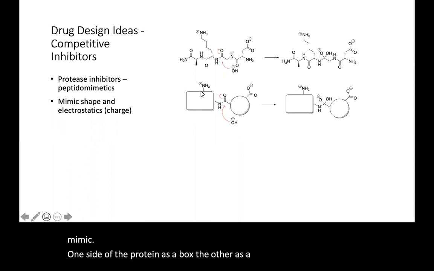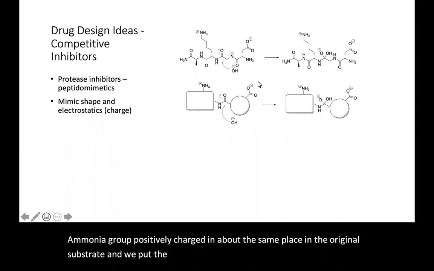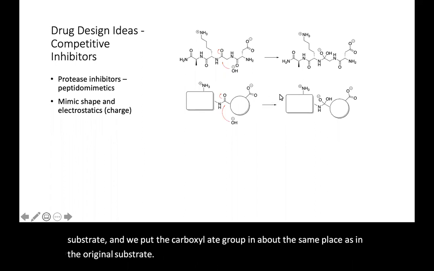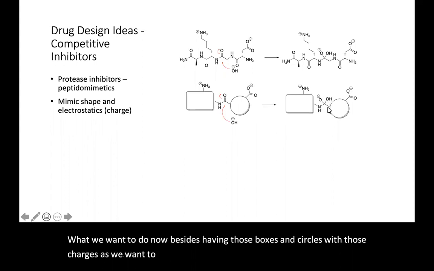Notice we put the ammonium group, positively charged, in about the same place as in the original substrate. And we put the carboxylate group in about the same place as in the original substrate. What we want to do now, besides having those boxes and circles with those charges, is mimic the transition state or that tetrahedral intermediate.